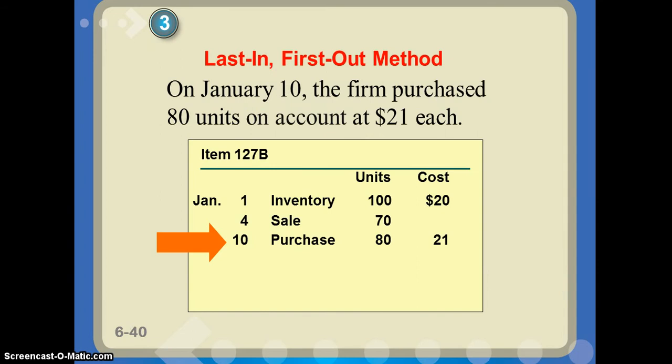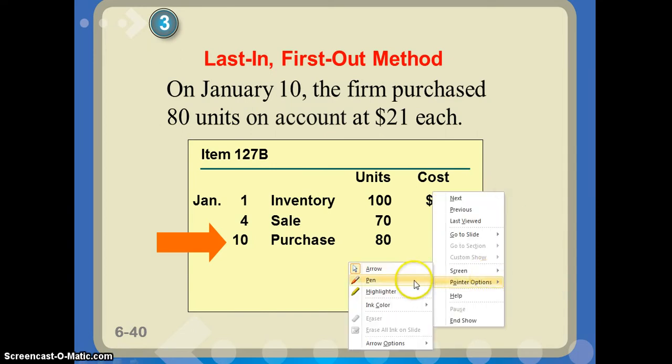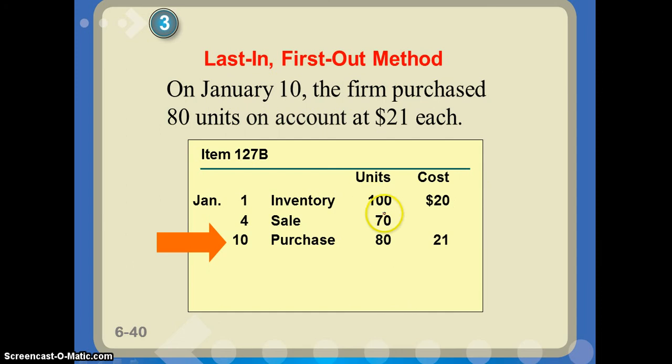Now we're making another purchase. This is also a good time to record what we've already done. So our 100 units, we've sold 70 of it. That means we have 30 units left at $20. We now purchased 80 units at $21.